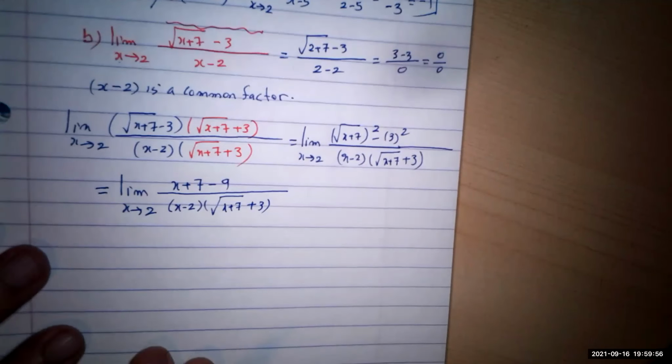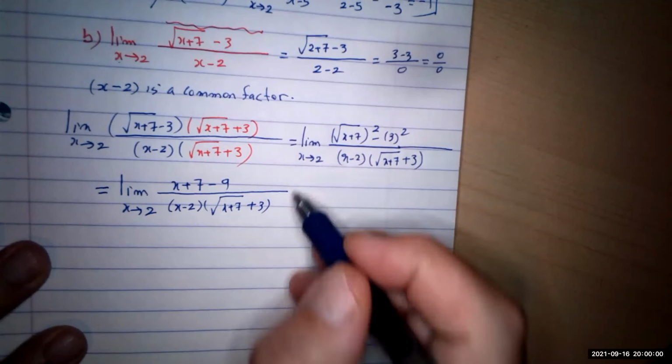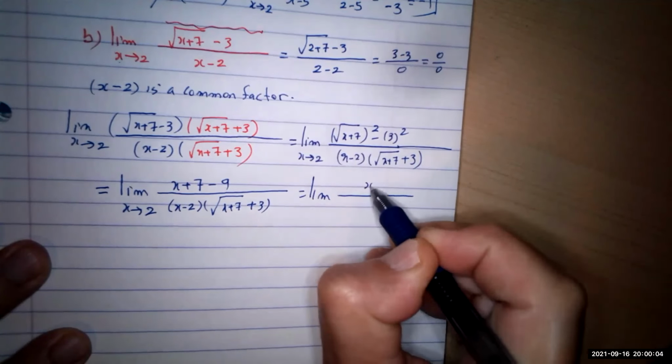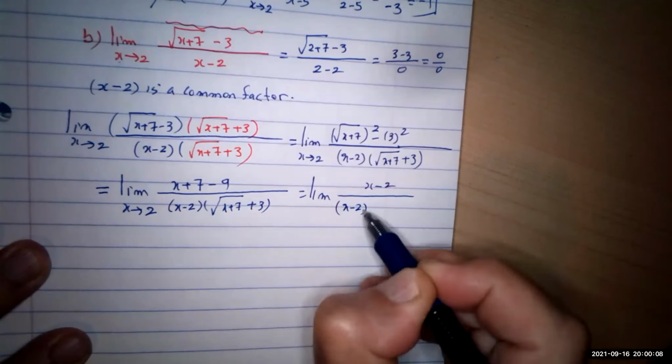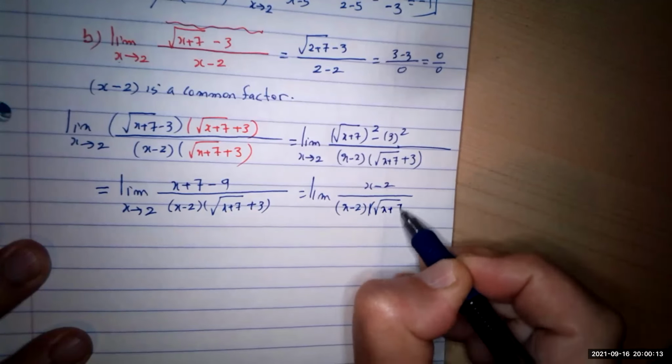You continue on the top. Remember, you need x minus 2. So 7 minus 9 would be negative 2, which is what you are looking for. That gives x minus 2 on the top, and this is going to be x minus 2 times radical x plus 7 plus 3.